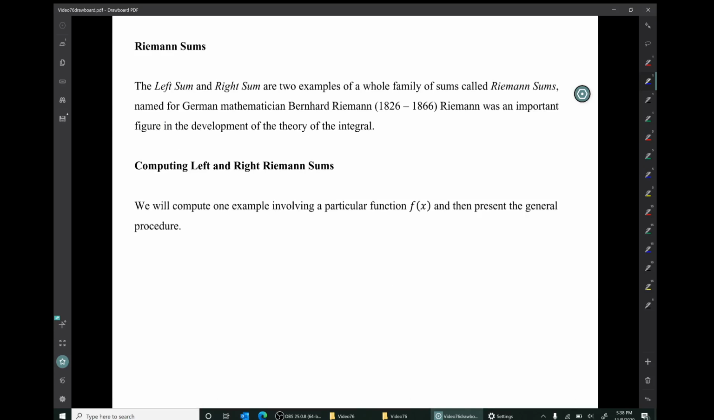Now I want to talk about Riemann sums. The left sum and right sum are just 2 examples of a whole family of sums called Riemann sums. They're named for German mathematician Bernhard Riemann, who lived 1826 to 1866. Riemann was an important figure in the development of the theory of the integral. Now I want to talk about computing left and right sums. We'll compute one example involving a particular function f of x and then present the general procedure.